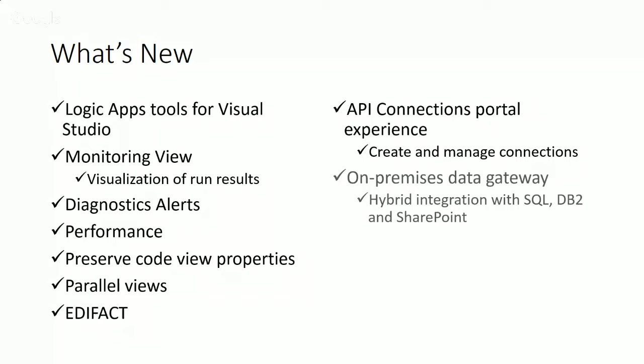There's more. Still more. On-premises data gateway. So now we have a dedicated gateway that you can connect from Logic Apps to on-premises resources. You install a single gateway component on-premises, and then all the connectors will work through that single gateway. The first set of connectors that are out with the on-premises data gateway are SQL, DB2, and SharePoint. And we have more coming down the line. We have a bunch in the pipeline for getting that on-premises support.